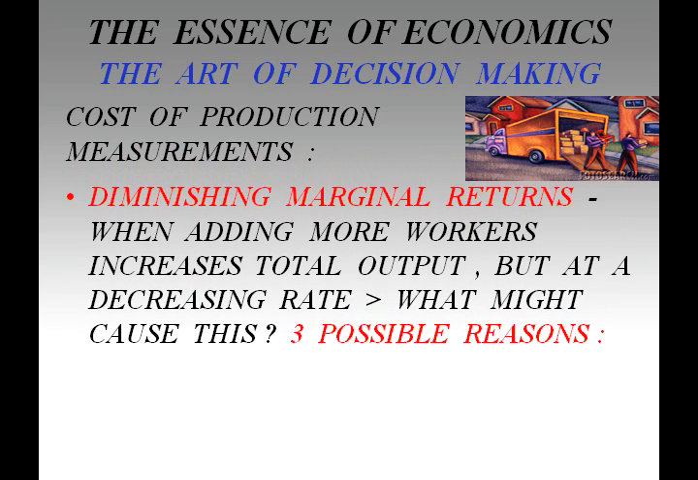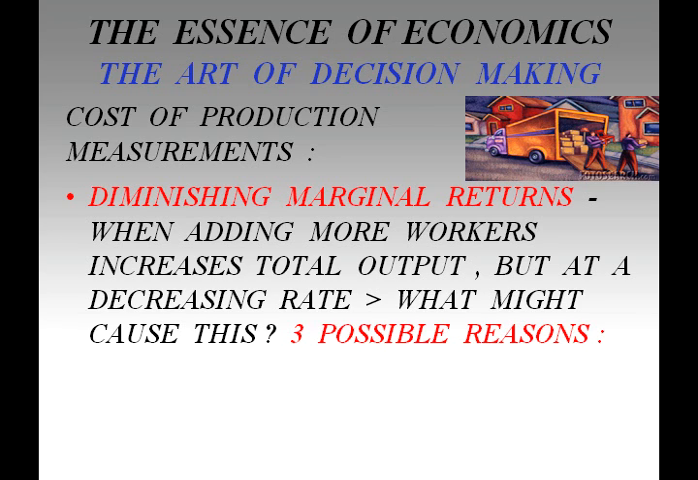The measurement we were reflecting here was what we call diminishing marginal returns. It's when you are adding more workers, and it does increase your total output. If we recall, the total tons moved on the chart clearly displayed an increase in total output, but the output was increased at a decreasing rate. So I have this question for you: what might cause this?